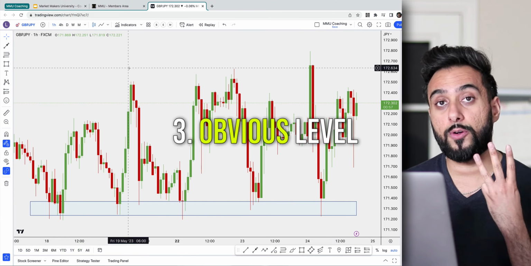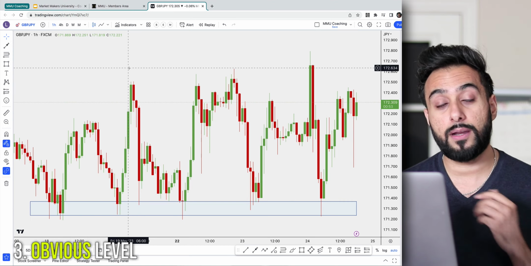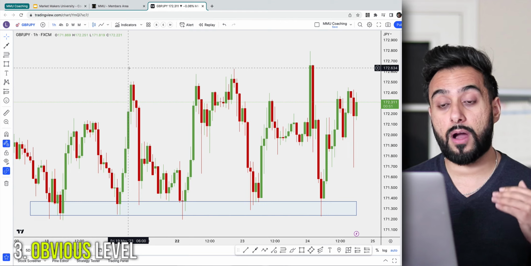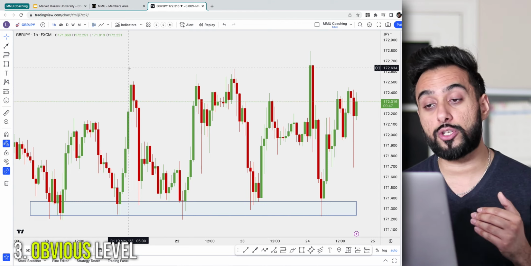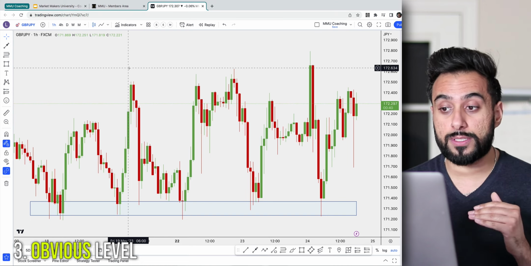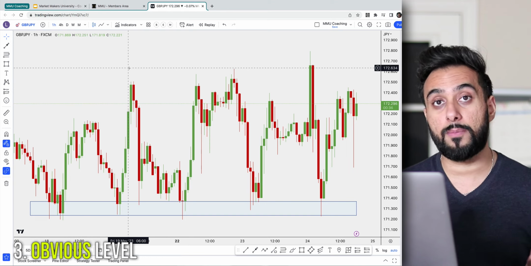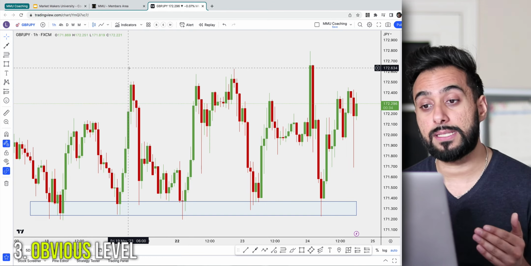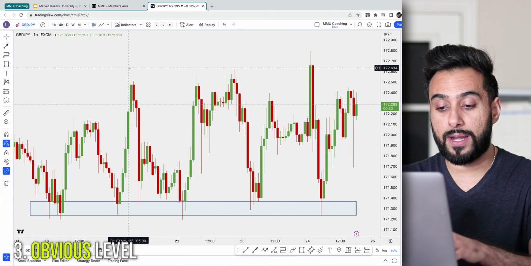Now, moving on to the third criteria, and this is super important, you want to be able to identify areas that are extremely clean, areas that are obvious, and areas of support and resistance that jump out at you very easily. You don't want to try to find any obscure zones that you might see as special areas where the price might react. The easier, the more obvious, the more clean it is, the higher chance that that area will actually hold. So let's talk about an example.